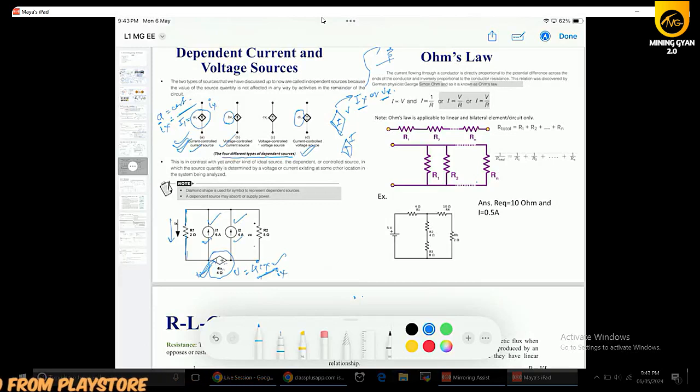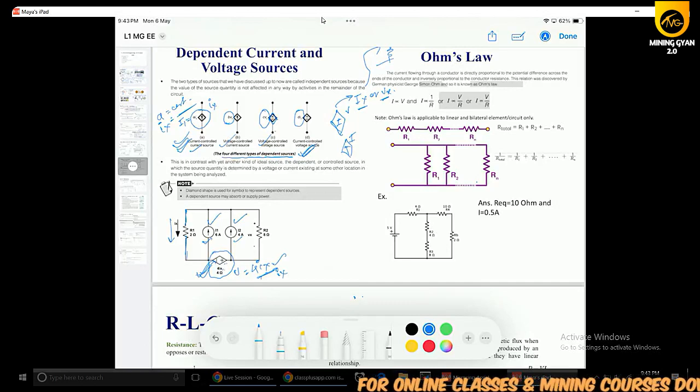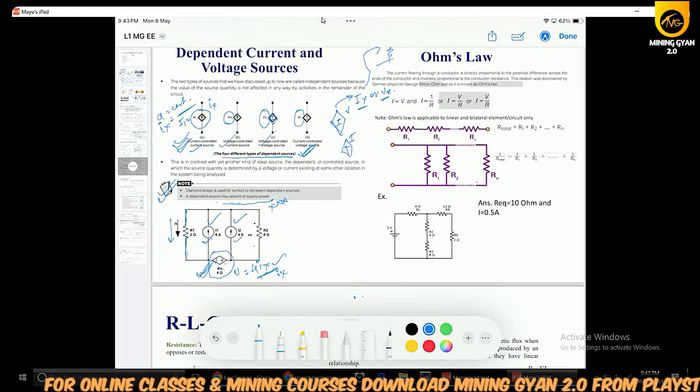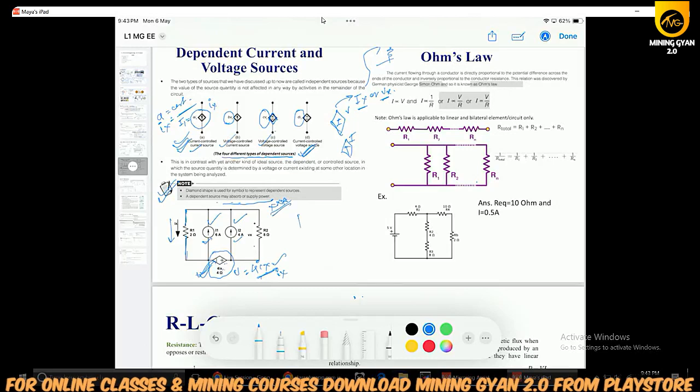Then the third one is the voltage controlled voltage source, as it is dependent on another voltage, and this is the voltage source, and that's why it is called a voltage controlled voltage source. And this will be the current controlled voltage source. Okay, please remember these two things. A dependent source may absorb or supply power. An independent source always provides energy or power. It always supplies power to the circuit, but in case of a dependent source, it can absorb power or supply power depending upon the situation.